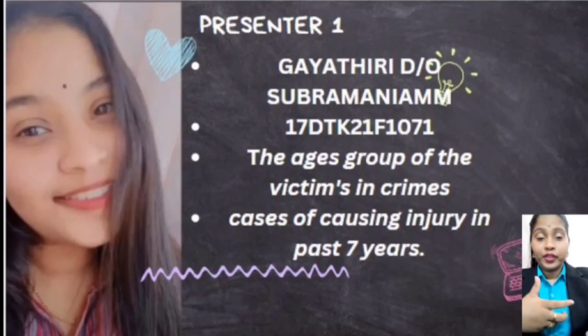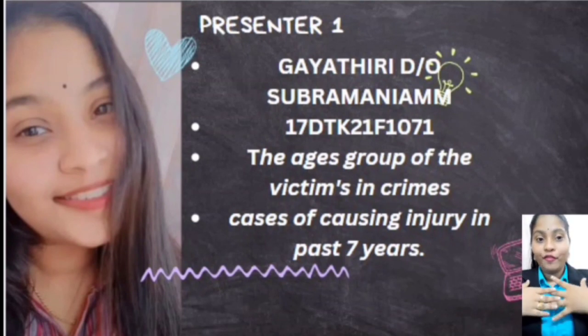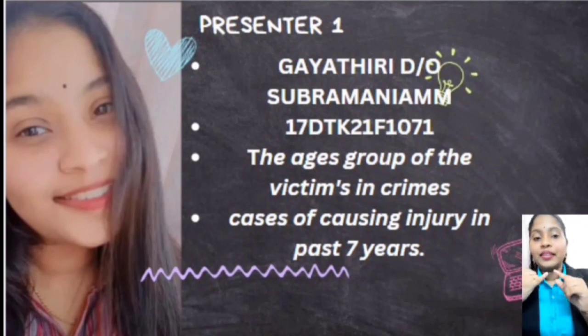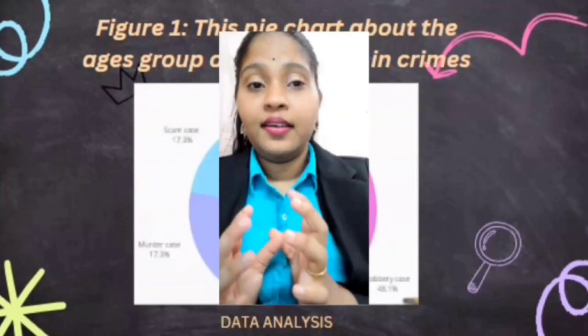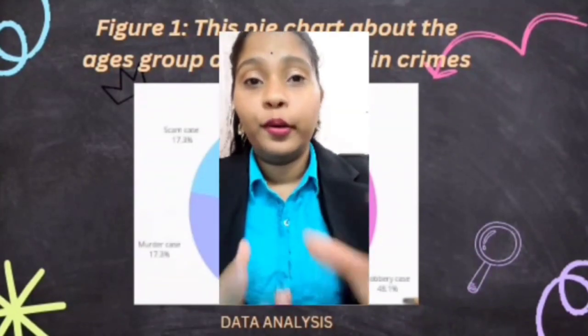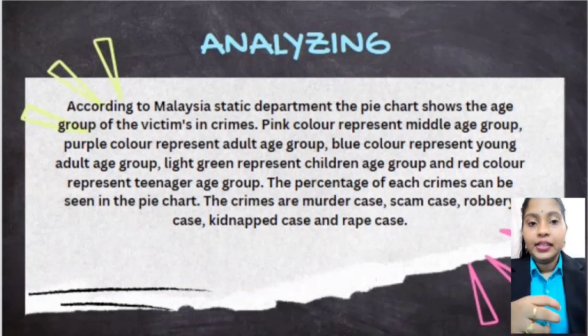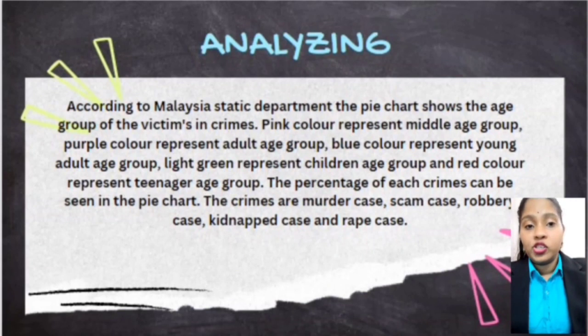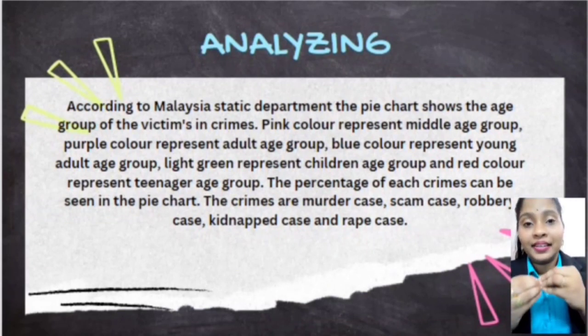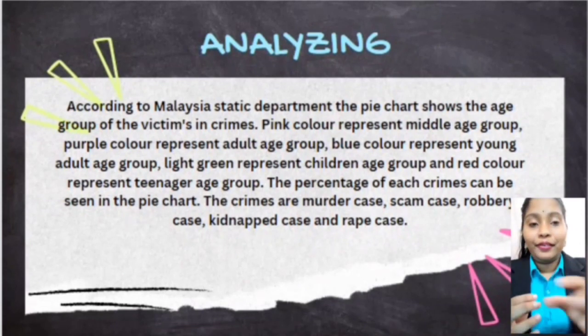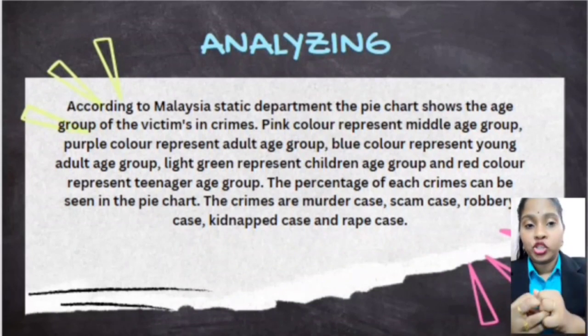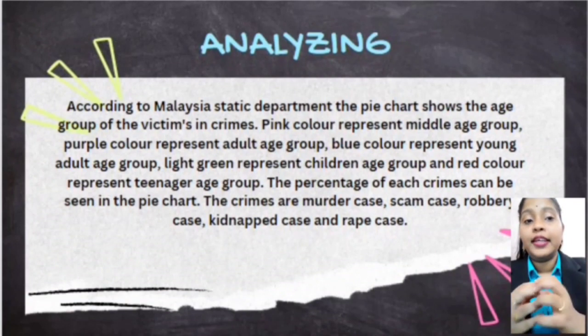Now we go to the next part. The first presenter is myself, Gayatri Subramaniam. I'm going to talk about the age of the victims in crimes and cases of causing injury in the past 7 years. This is the figure of the pie chart about the age group of the victims in crimes. Pink represents the middle age group. Purple shows the adult age group. Blue represents the young adult age group. Light green represents the children age group, and red represents the teenager age group.